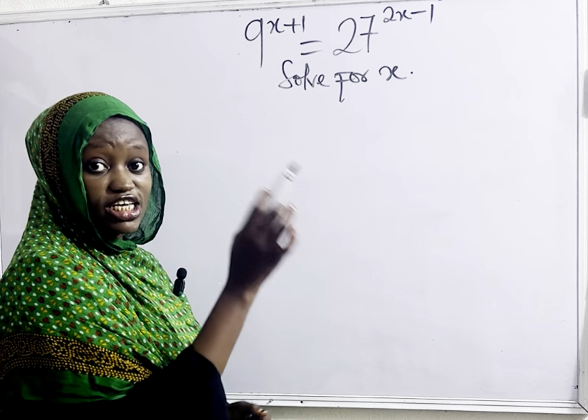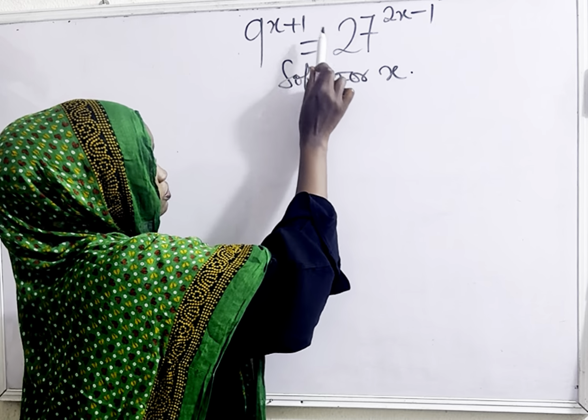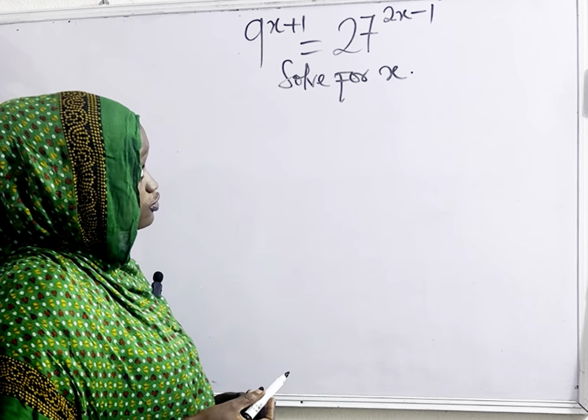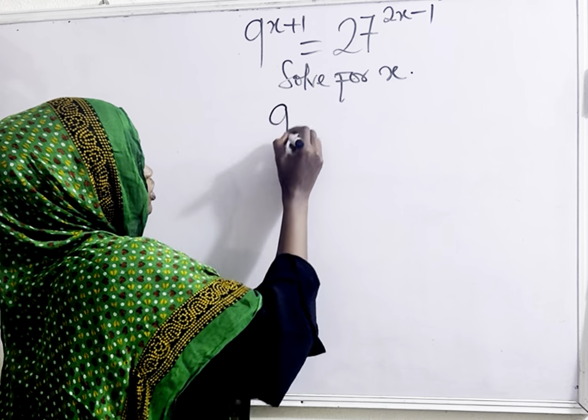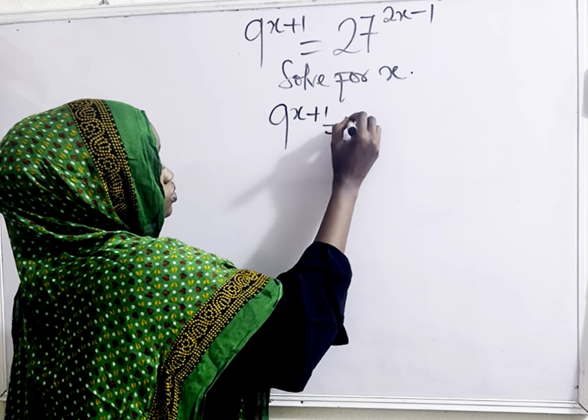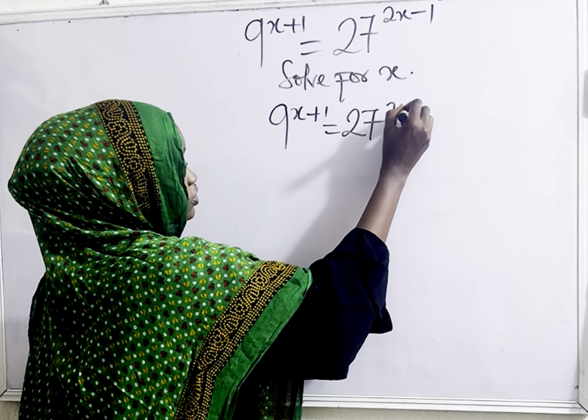Let's solve for x in this exponential equation. 9 to the power of x plus 1 equals 27 to the power of 2x minus 1, right? So let's rewrite the equation. 27 to the power of 2x minus 1.